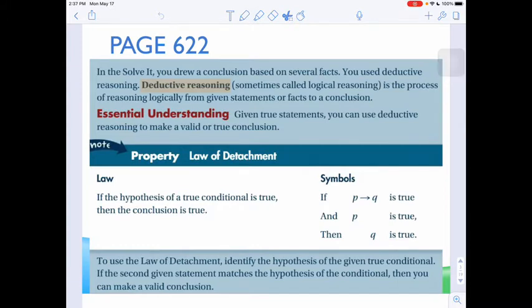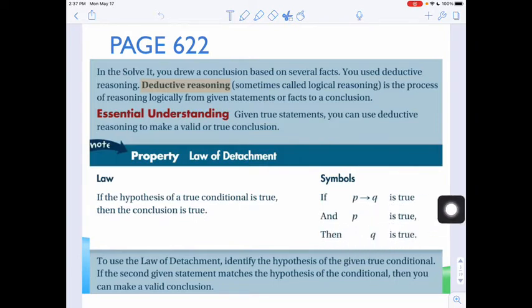You used deductive reasoning. Deductive reasoning, sometimes called logical reasoning, is the process of reasoning logically from given statements or facts to a conclusion. Given true statements, you can use deductive reasoning to make a valid or true conclusion. The law of detachment says if the hypothesis of a true conditional is true, then the conclusion is true. So if P then Q is true and P is true, then Q is true.